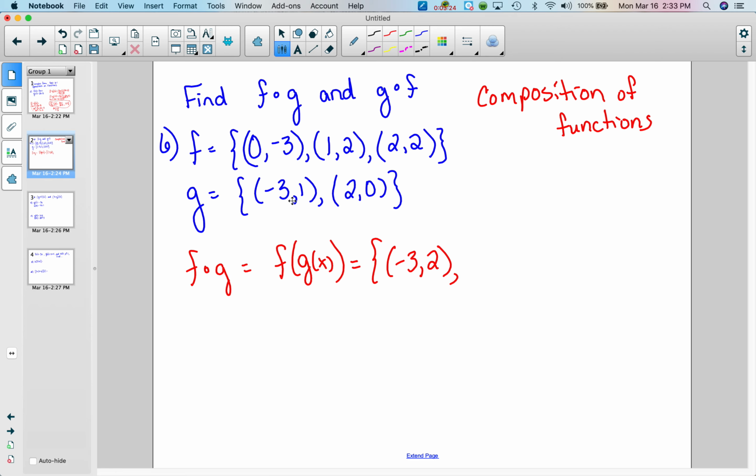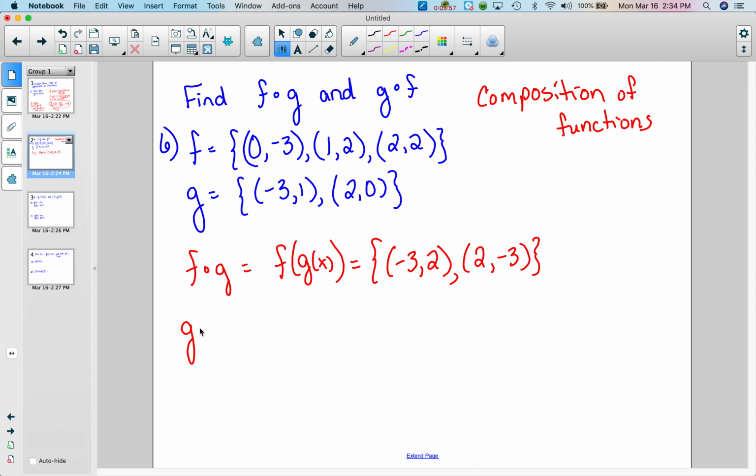Again, I'm starting with the function g, and I'm starting with the domain value. Negative 3 goes to 1, and then I find the 1 in my f function, and 1 goes to 2. So I take what I started with, the negative 3, and what I ended with. The 1 doesn't get used in my answer. Then I'm going to go to the next domain value in g, and it's a 2. 2 goes to 0. 0 goes to negative 3. So I started with the 2 and I ended with the negative 3. And that would be f of g.